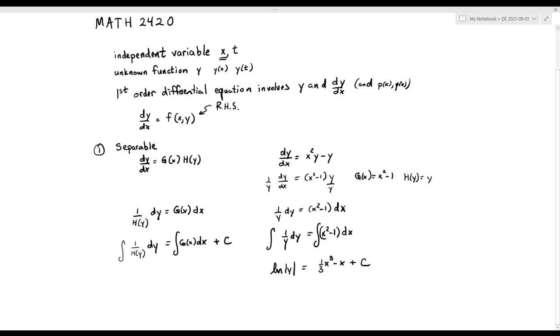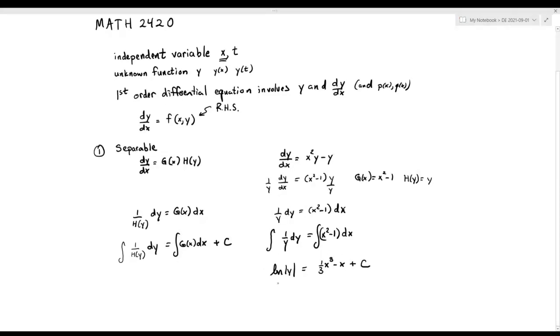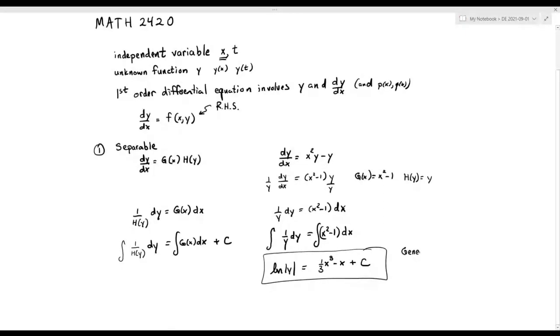So right now you see that we have at least an equation that relates y and x, right? And it's a general solution curve. General in the sense that we have a family of curves which differs just by a constant of integration, the arbitrary constant. That's called the general solution to the differential equation.